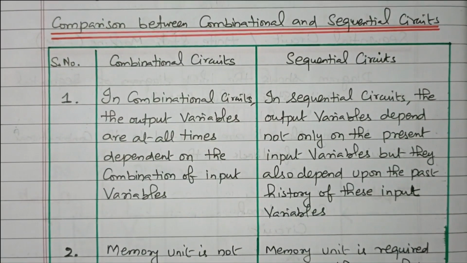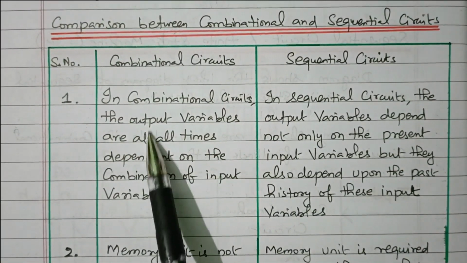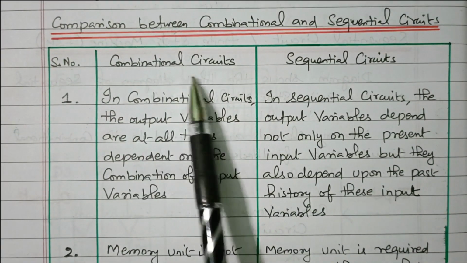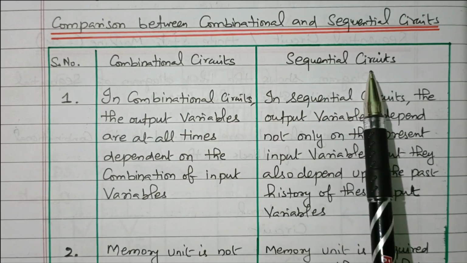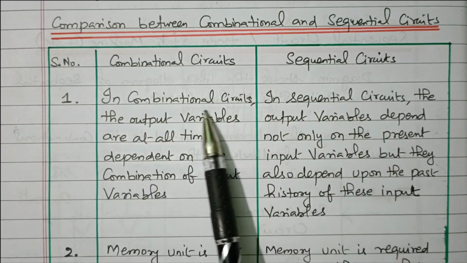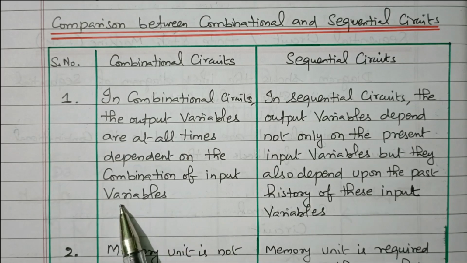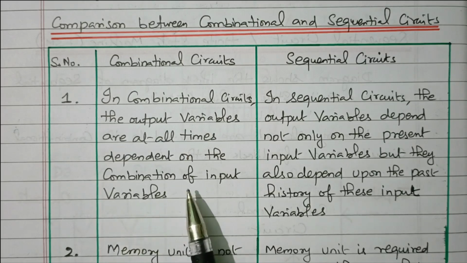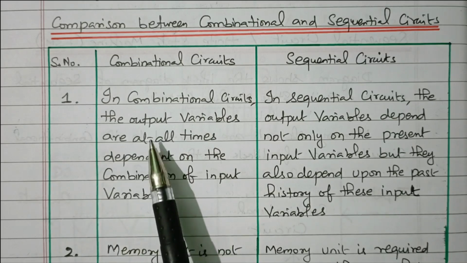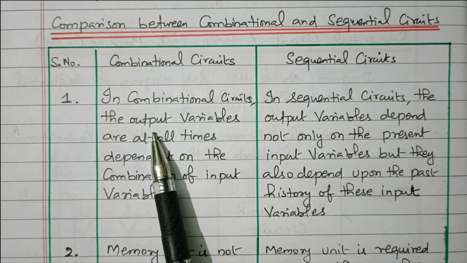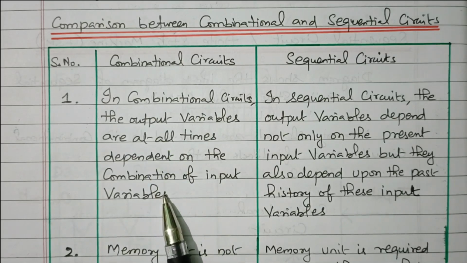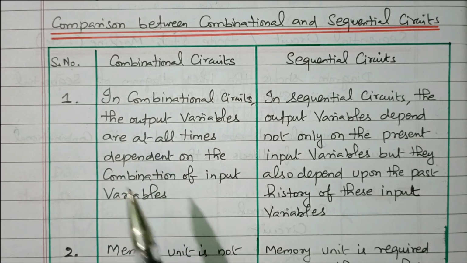We'll see the comparison. The first column is the combinational circuit, the second column is the sequential circuit. In a combinational circuit, the output variable at all times depends upon the combination of the input variables. So based on the input variables, the output is produced. There is nothing else. Whatever input we are giving, accordingly the output is produced.